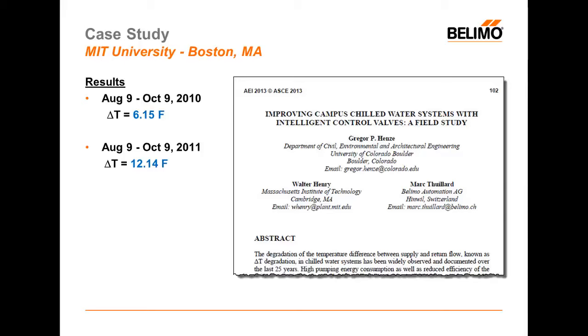If you'd like a little bit of lighter reading, Belimo has also produced a 4-page case study about the MIT project.